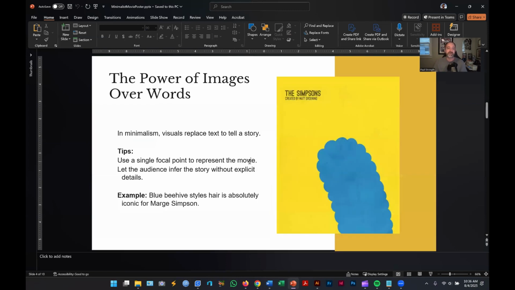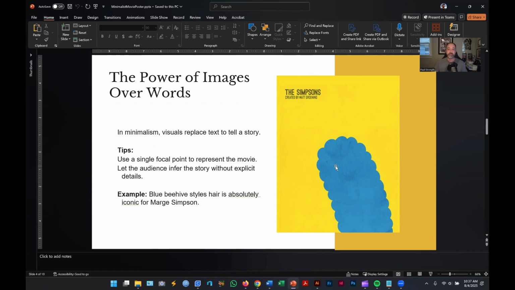Okay. All right. The power of images over words. So this was a really great one, and I love showing this in class. And so you'll see that this nice big blue blob. So in minimalism, visuals replace text to tell the story. So use a single focal point to represent the movie. Let the audience infer or figure out the story without explicit details. For example, when you see this big blue blob over here, it's a beehive hairstyle. This is absolutely iconic. Even I was young when The Simpsons came out. That's Marge Simpson. So we know right off the bat because her hair is iconic. It is a symbol of the character.